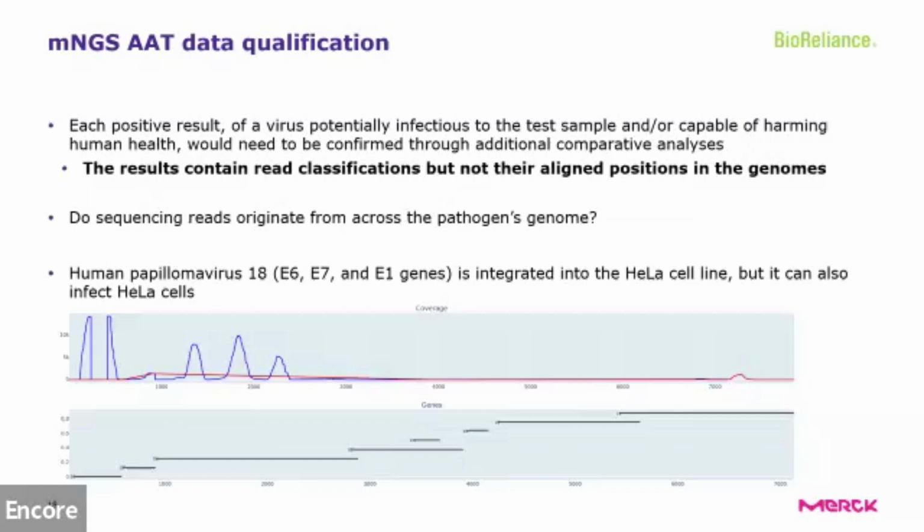And then you can, for instance, see, in this case, in blue at the top, where the coverage is, it's at the beginning only of the genome. So now you know, okay, the K-mers that hit HPV 18 were actually from the integrated HPV 18, not an infectious HPV 18.